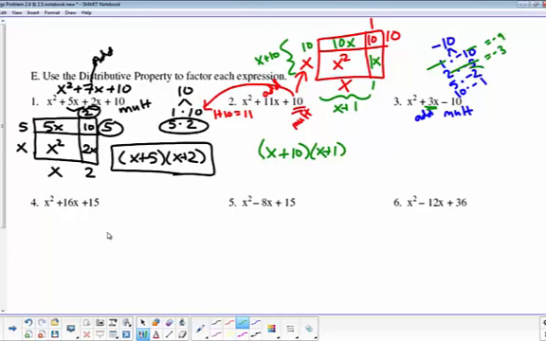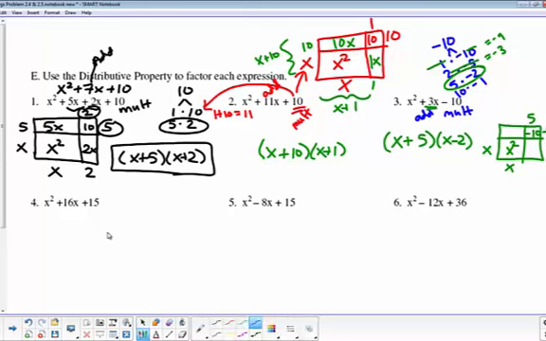So my one that adds to give 3 is 5 and negative 2. And that's just my answer. X plus 5, x minus 2. If you want to look at that in the box, we have a 5 and a negative 2. And you can fill everything in.